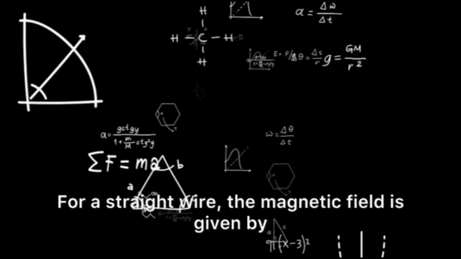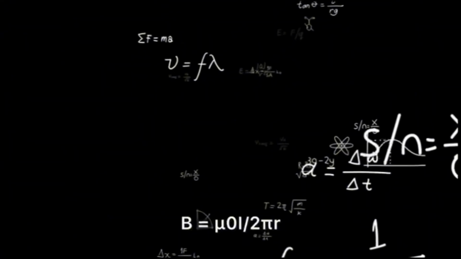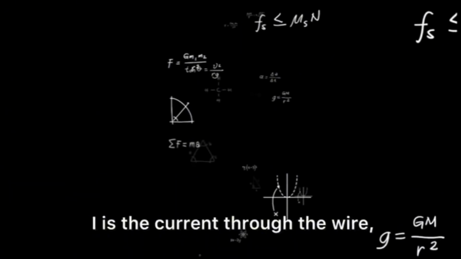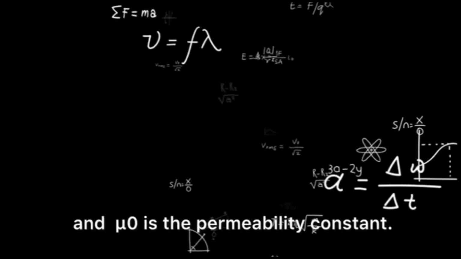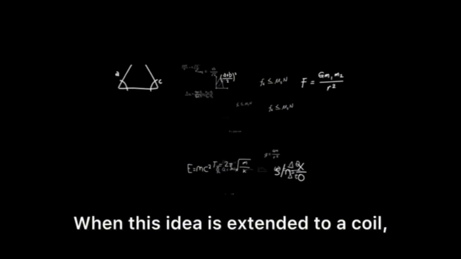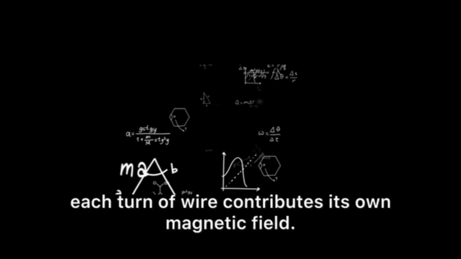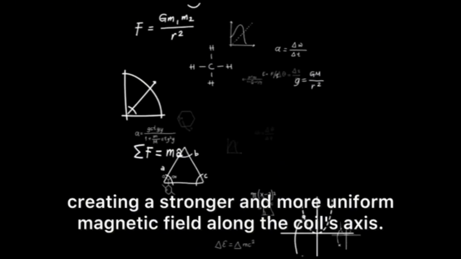For a straight wire, the magnetic field is given by B equals μ0 I/2πr, where B is the magnetic field, I is the current through the wire, r is the distance from the wire, and μ0 is the permeability constant. When this idea is extended to a coil, each turn of wire contributes its own magnetic field. Inside the coil, these contributions add together, creating a stronger and more uniform magnetic field along the coil's axis.